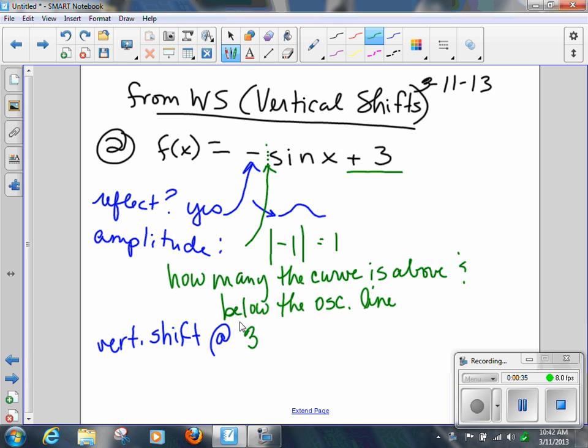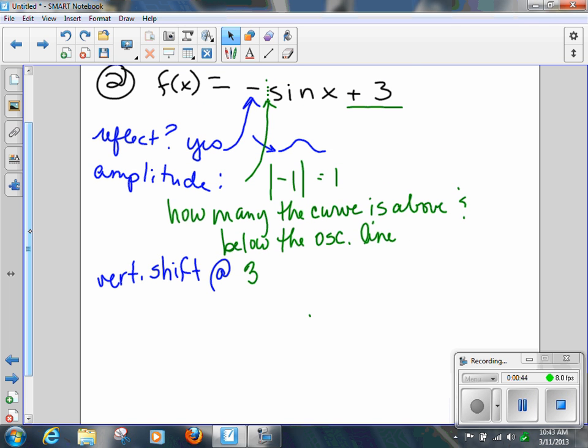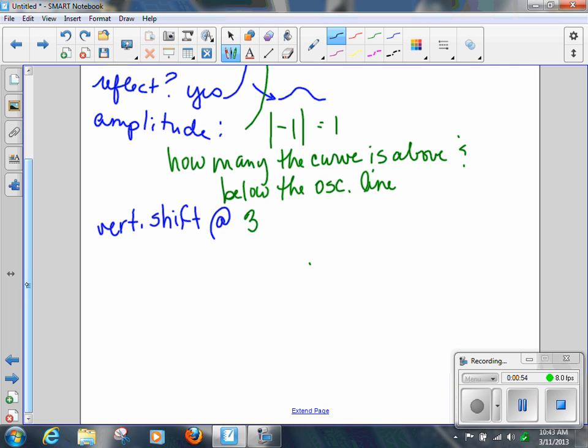Okay? Yes, ma'am. So if it's the negative before the sine, it reflects, and if it's a positive, it does not reflect. It's the normal curve, always. Okay? All right, so let's graph. Here we go.